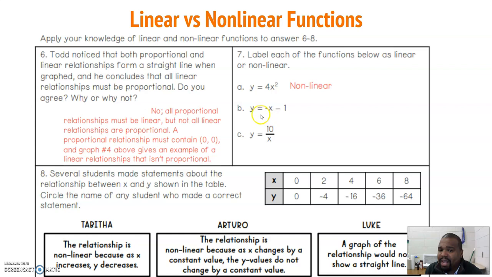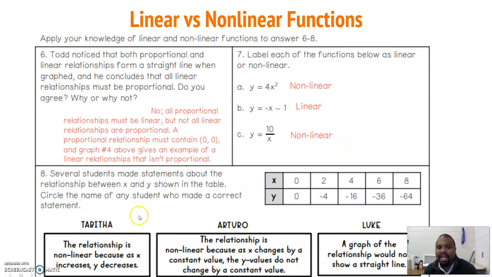But if you look at B, y equals negative x minus 1. Now, negative x minus 1 is still going to have that same rate of change. Your x isn't raised to a power, and it's not being divided by another number. So because of that, you're going to have the same rate of change, and therefore B is going to be linear. Now C, 10 divided by x, you're not going to have the same rate of change, and because of that, this is not going to be linear as well.